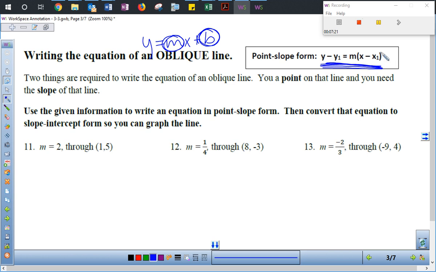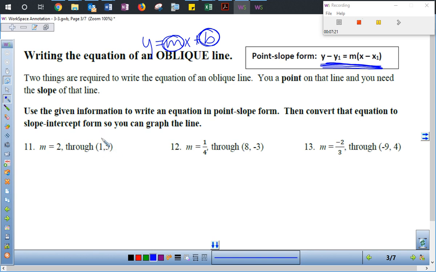So this is very similar to slope-intercept form because it does have the slope still. However, instead of a y-intercept, it's got this x sub 1 and y sub 1, which is just the terms of the ordered pair that they gave us. So the instructions say to use the given information to write an equation in point-slope form. Then convert that equation to slope-intercept form so you can graph the line. So they gave us a slope of m equals 2, and they gave us an ordered pair of 1, 5.